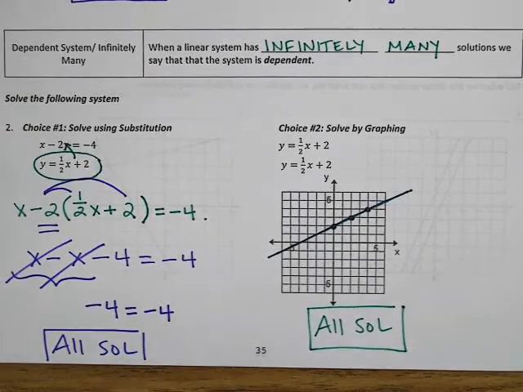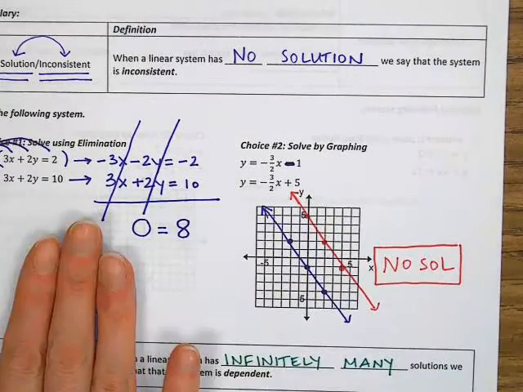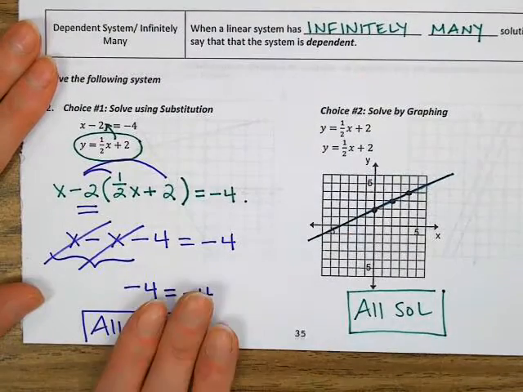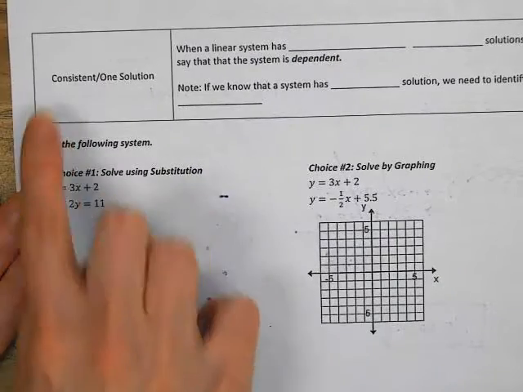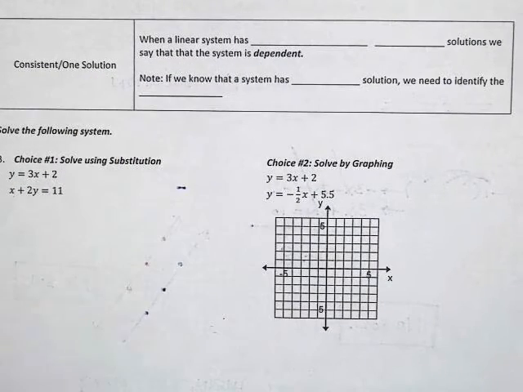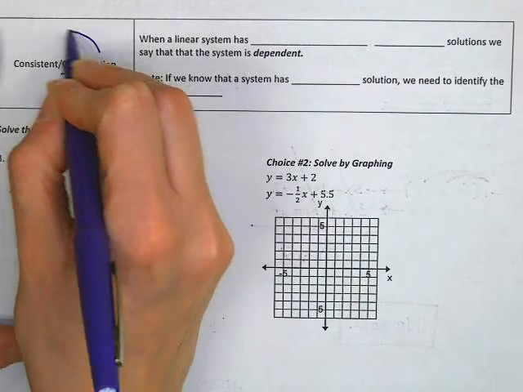Okay, so just to recap, we did no solution. We did when a system has all solutions in common. And then before this, we did when there is one solution. So we don't have to review this one. When there's one solution, it's called a consistent system.